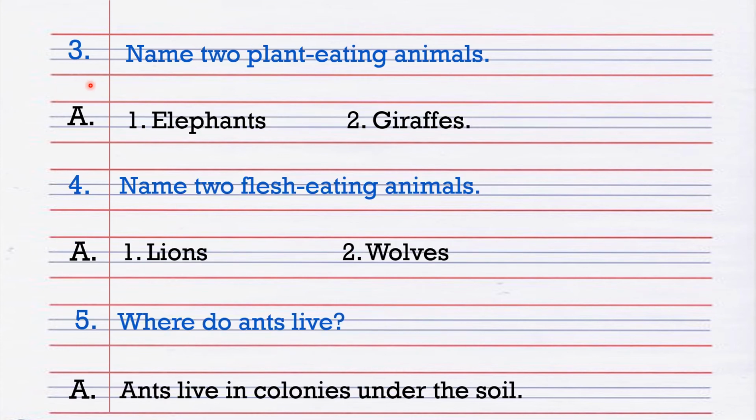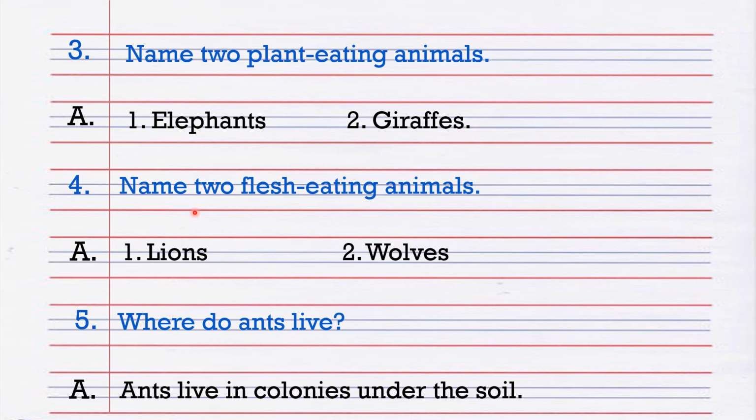Number 3. Question number 3 is, name 2 plant-eating animals. Now we need to name 2 animals that eat plants. So the answer is number 1, elephants. Number 2, giraffes. There are again a lot of animals that eat plants, but we only need to write 2. So we are writing elephants and giraffes.